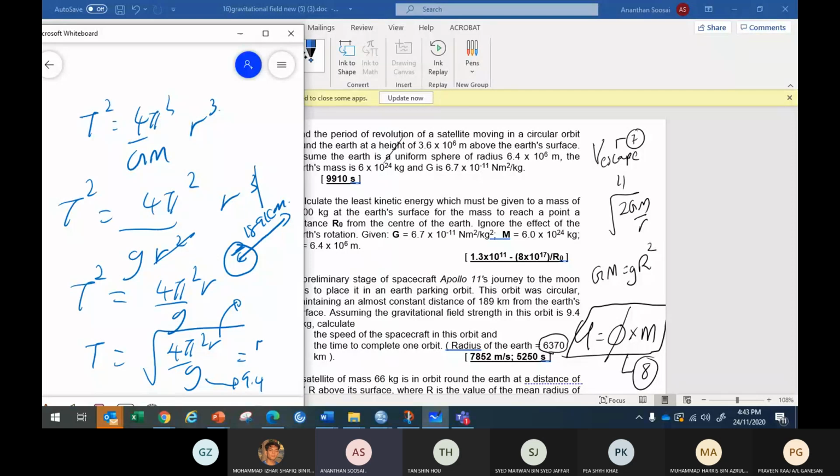Okay, you should get 5250 seconds. Make sure all SI unit. The r, the kilometer, make sure you change to meter. The r is not 189 kilometer; change to meter plus the radius of the Earth. The radius of the Earth, you need to add with what? 6370 times 10 power 3 also. Both add up to become the r.